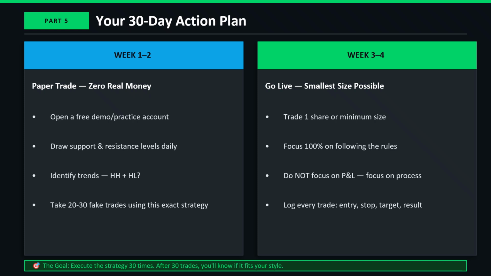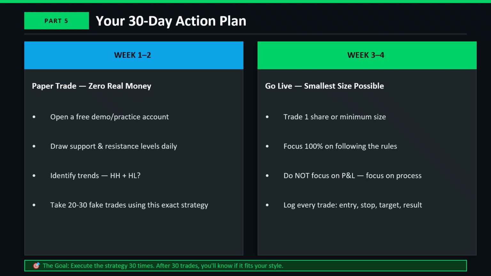Did you wait for the trigger? Did you place your stop loss correctly? Did you scale out? You need to log every single trade. Entry, stop, target, result. The goal is simple. Execute this strategy 30 times.